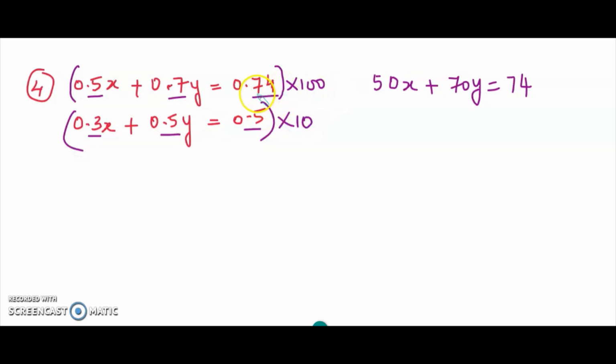Why are we multiplying by 100? Because there are 2 decimals. Why are we multiplying by 10? Because all are single decimal. So this changes to 3x plus 5y equals to 5. So this is my equation 1, this is my equation 2.